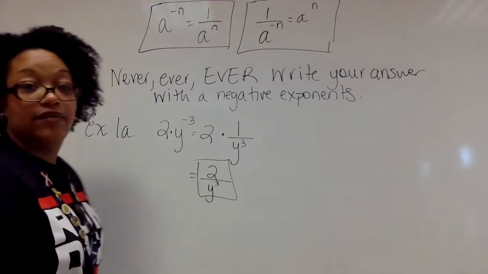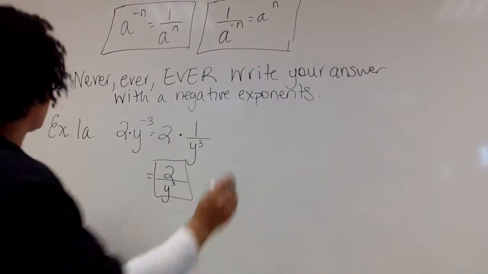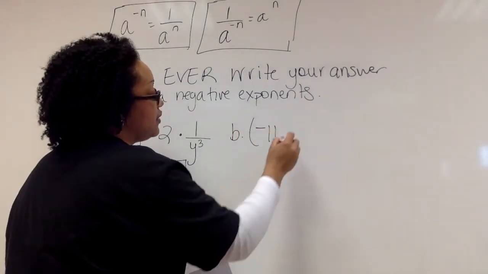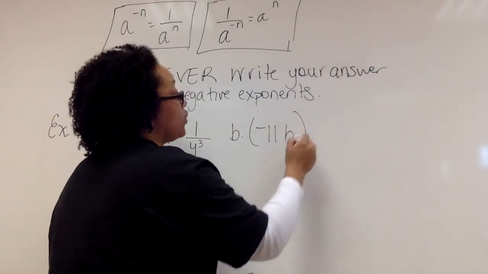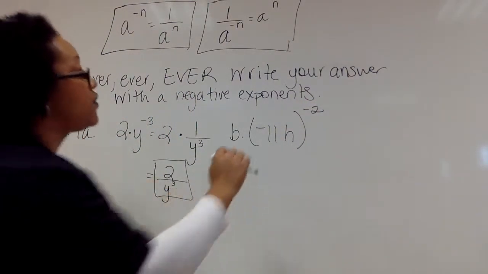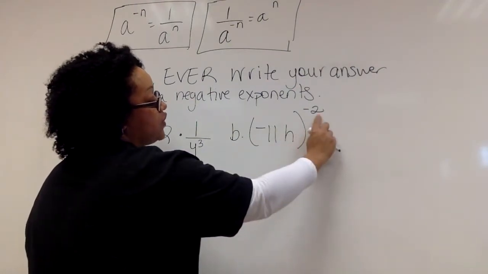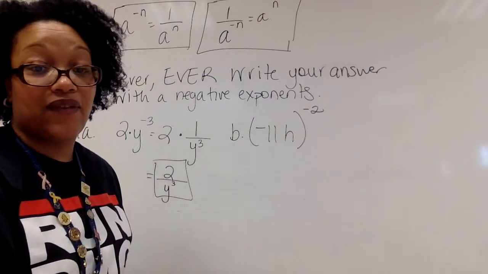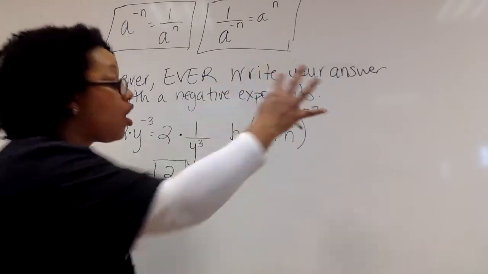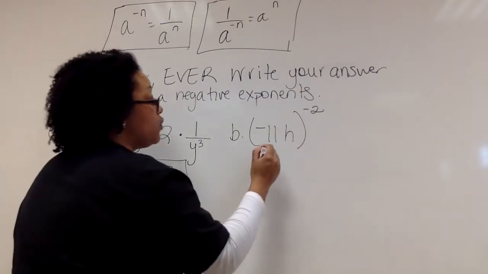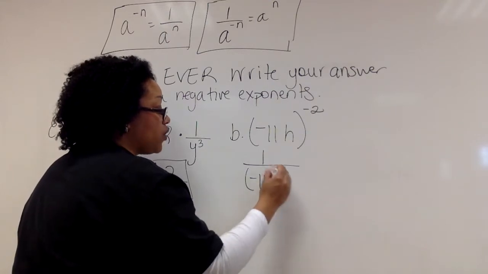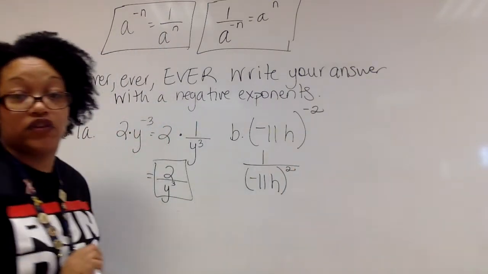Now let's look at letter B. Let's move this over a little bit. Letter B, I'm going to give you the expression negative 11 times h, all raised to the negative 2. So now you've got these parentheses. You've got to remember that everything inside the parentheses is raised to the negative 2, but that's a negative exponent. So the first thing we want to do is get rid of the negative exponent by writing all of this as a fraction. So it will be 1 over negative 11 times h raised to the positive 2.